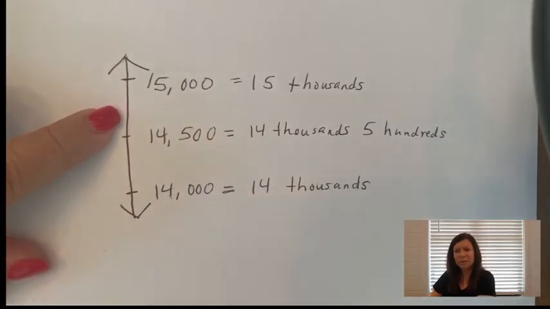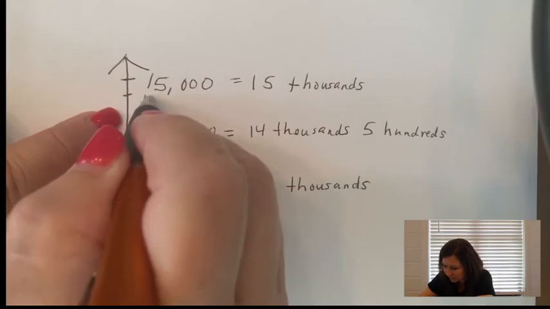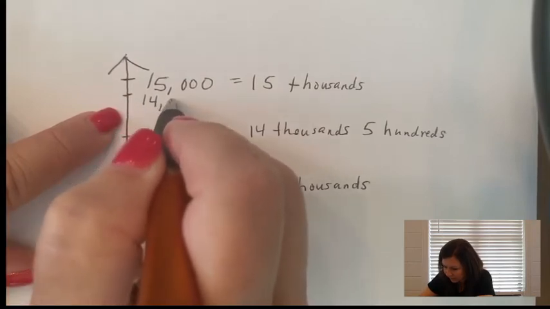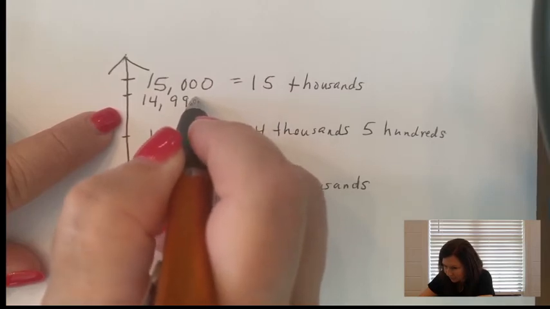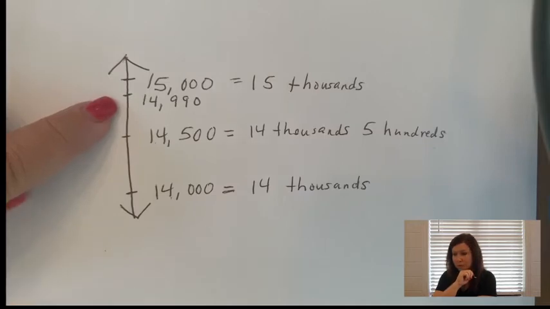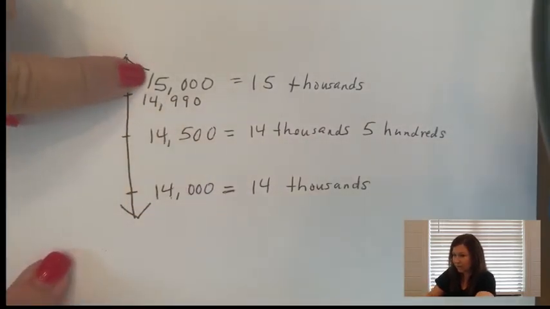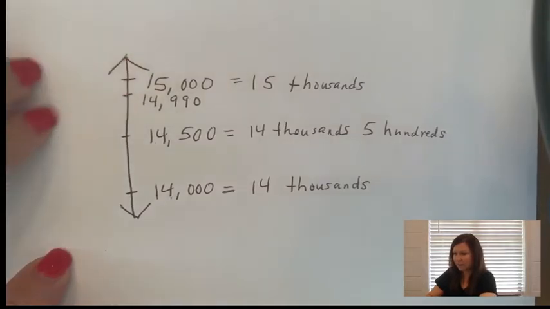What about, let's do another number. What about 14,990? Where would that go on our number line? You're right up here, really close, isn't it, to 15,000? How would we round that to the nearest 1,000? Right, 14,990 is closer or nearer to the 15,000s. So this one would round up to 15,000, okay?